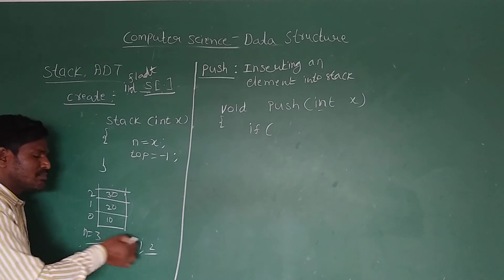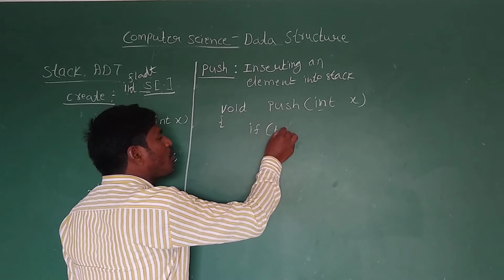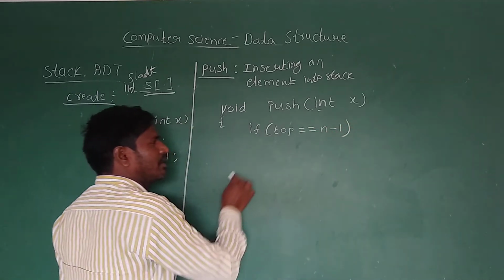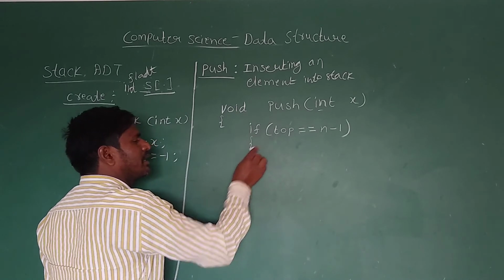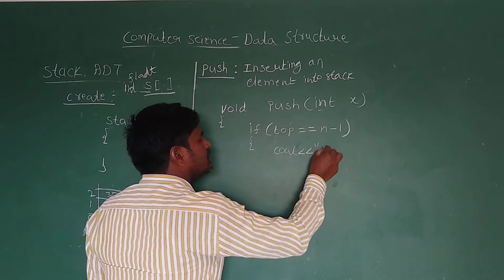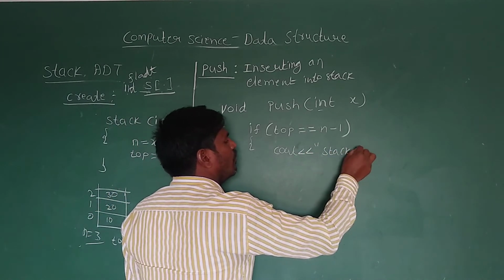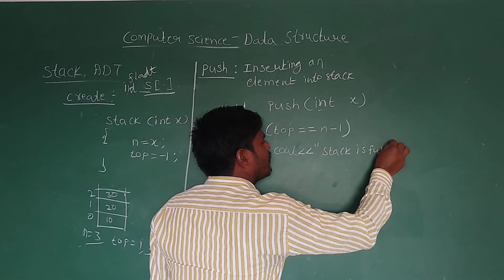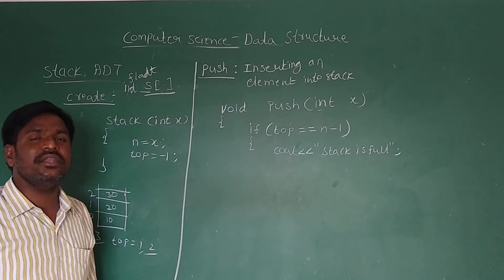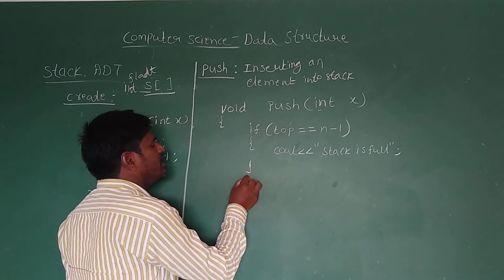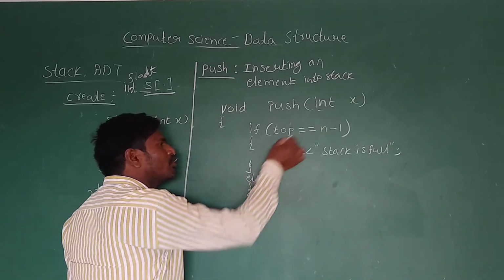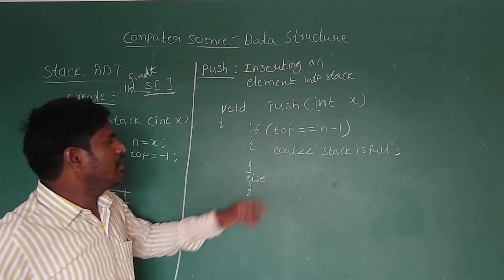n means size minus 1. Similarly, if top value is equal to n minus 1, this is a comparison operator. We can print cout less than less than stack is full. I thought all of you remember what cout is. Cout is an output statement in C++. We studied this in the C++ language. Else, what if it is false?